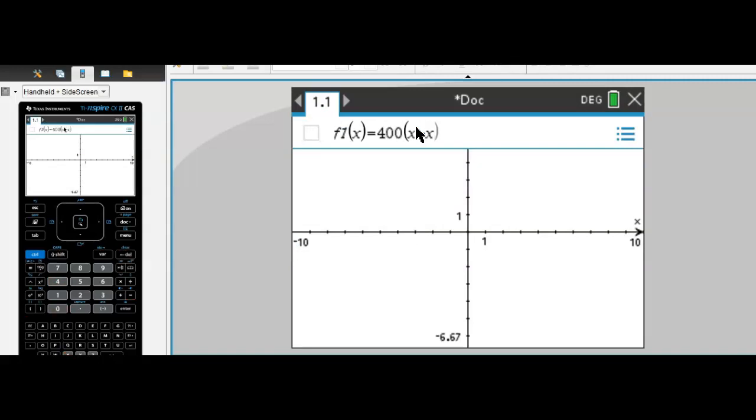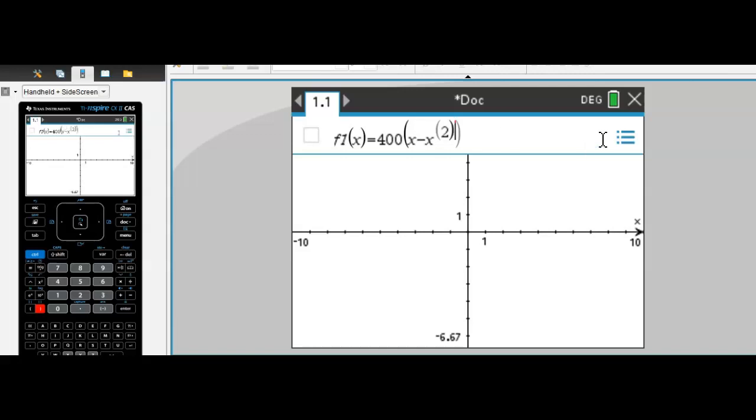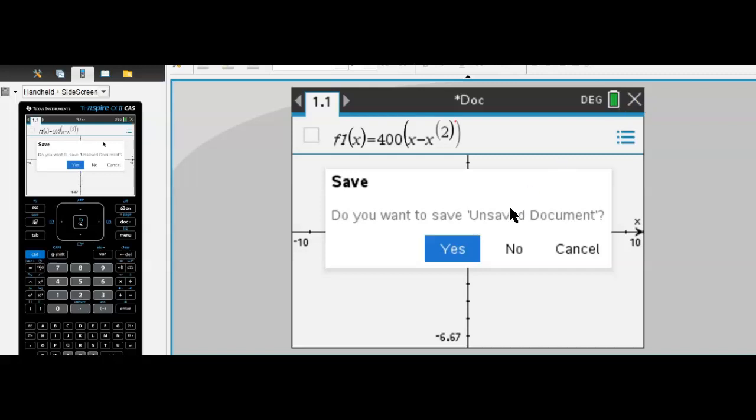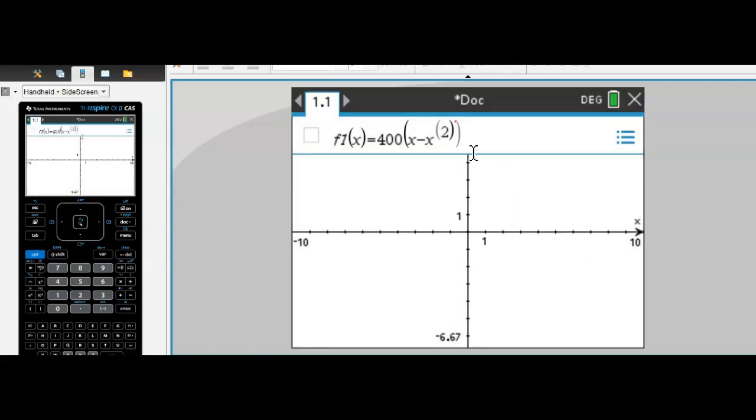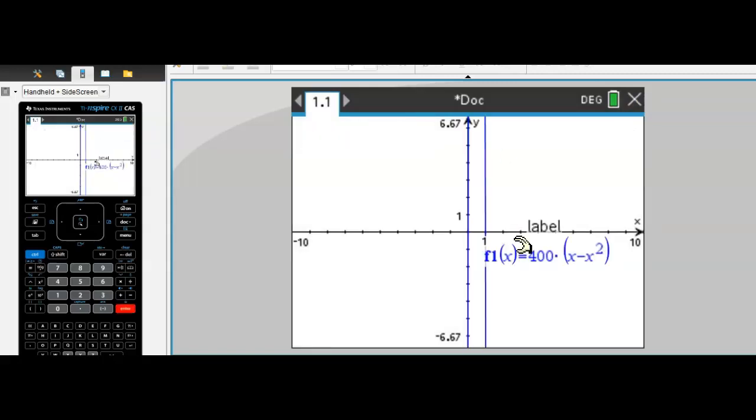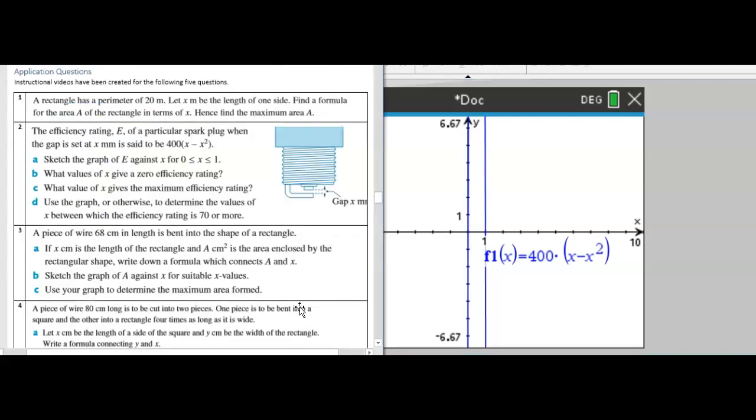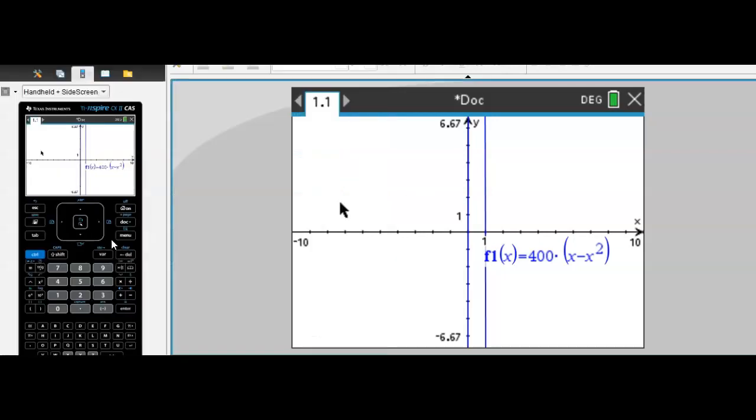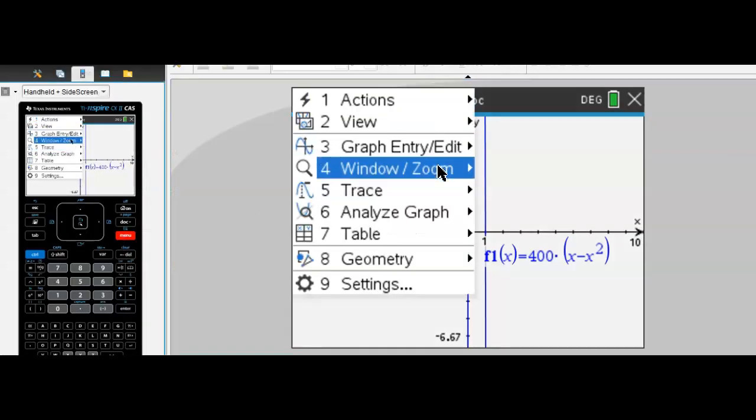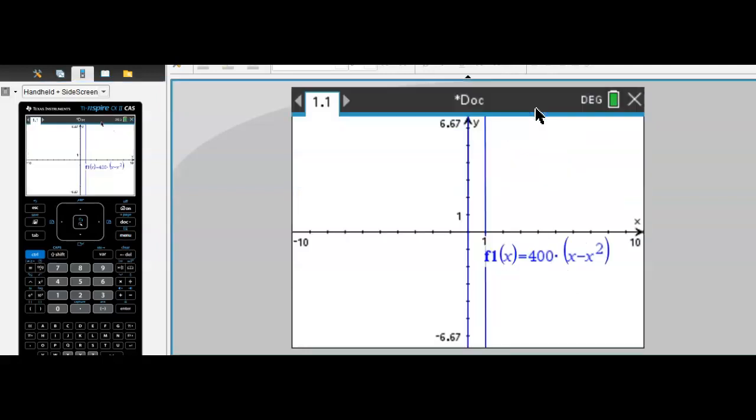x minus x squared. All right, so it looks a bit weird at the moment because we can't see our turning point. Now remember, the question says we need to do x's between 0 and 1. And I also need to clearly see the graph. So I'm going to go to my window. Okay, let's change our window settings.